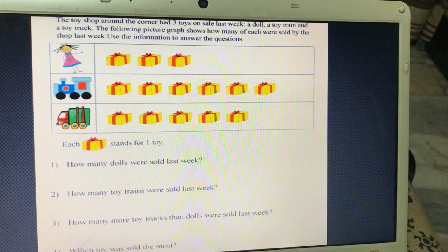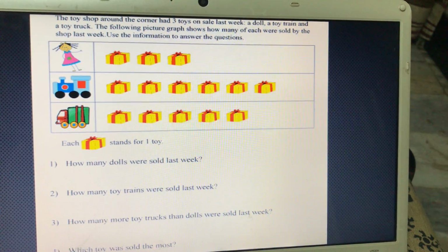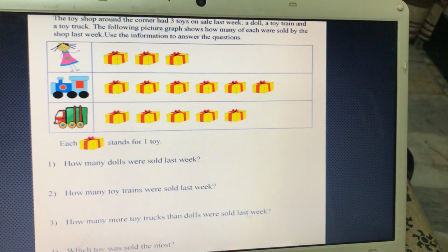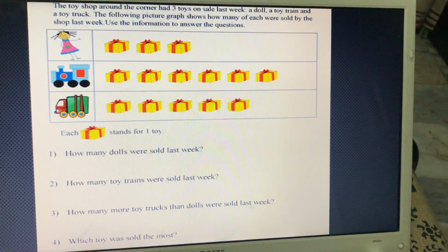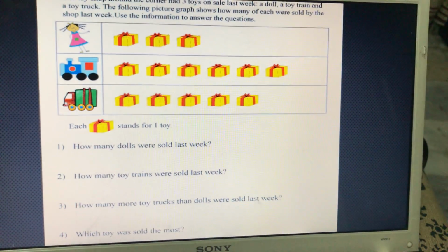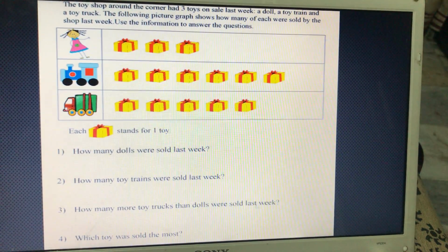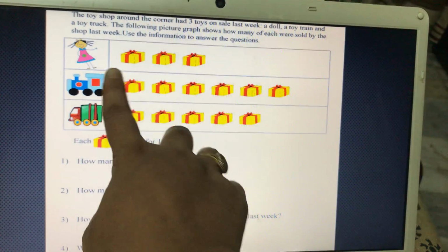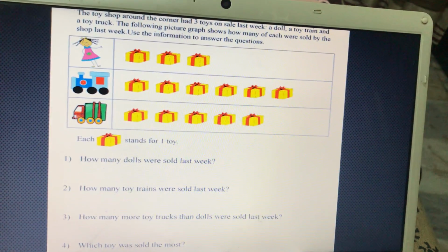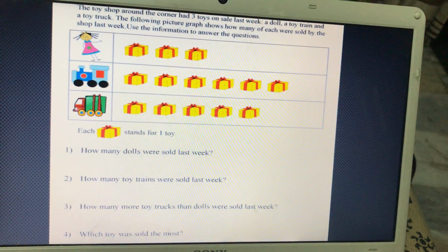The following picture graph shows how many of each were sold by the shop last week. Use the information to answer the questions. First question: one gift box stands for one toy. So first question, how many dolls were sold last week? So dolls, 1, 2, 3. 3 dolls are sold.